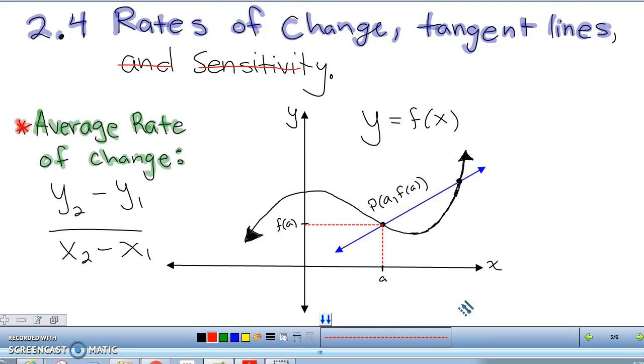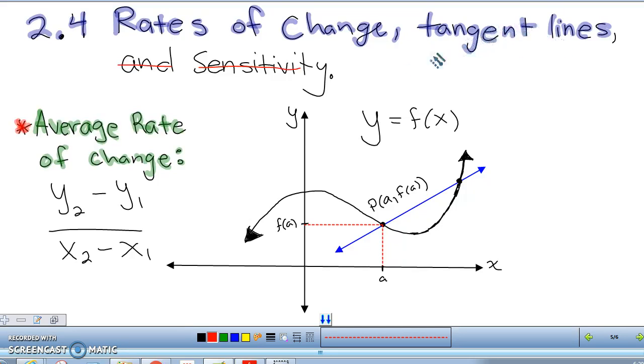2.4, rates of change, tangent lines, and sensitivity. So in this class, we won't be focusing on sensitivity. That's why I crossed it out. So in section 2.4, we will only be dealing with the rate of change and tangent lines.